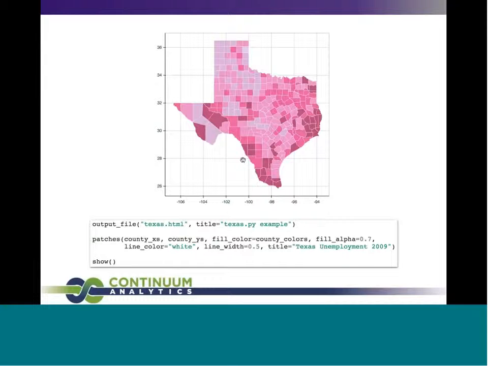We can specify the different fill colors there. In this case, the data I think is colored by some unemployment data for 2009 for Texas. We can set constant values for things like the fill alpha, so now every one of those polygons will have the same fill alpha. But we could have different fill alpha if we wanted to, right? We could pass in a column in our data source or a vector of data for the fill alpha, and then each polygon could have a different alpha value if we wanted to.